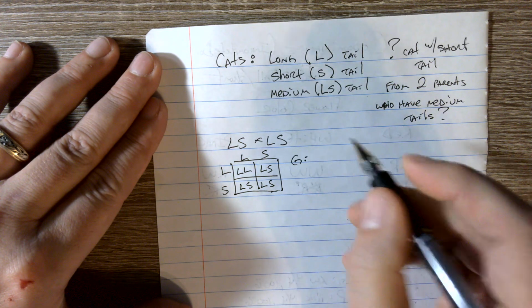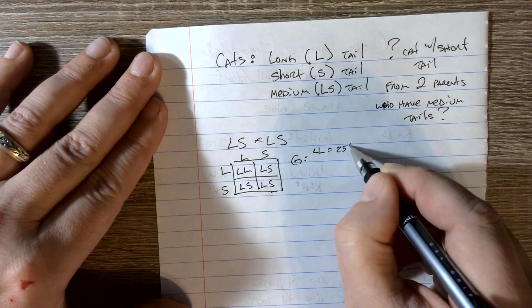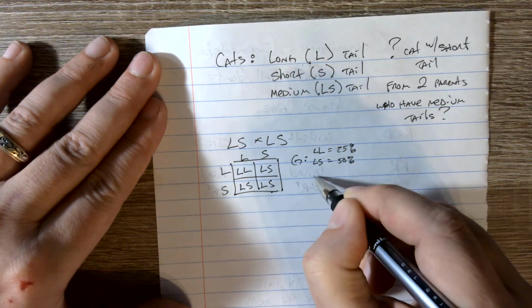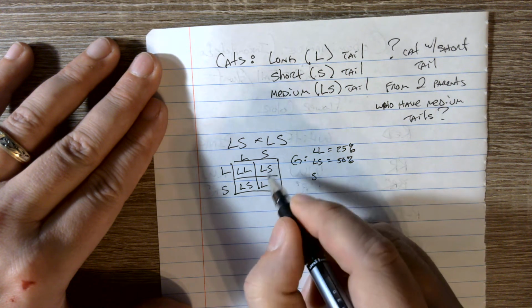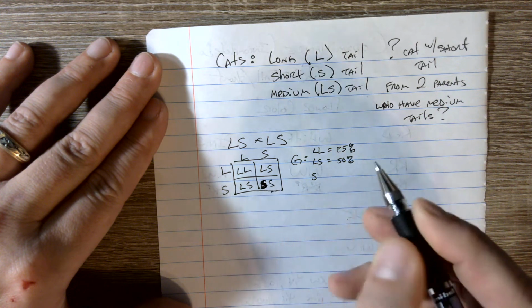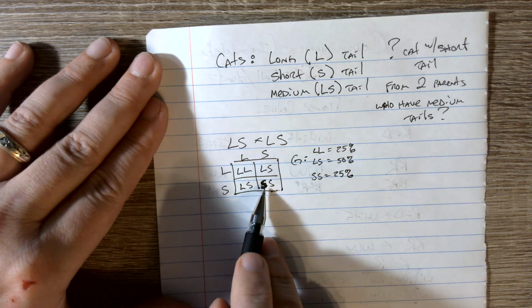Geno, we're just going to go ahead and read that. Looks like we got LL, which is 25%. We got LS, which is 50%. And we got, oh, I messed up. Check that out. Oh, man, you got to watch out. That should be SS. 25%. Oh, man, if I can do it, you can do it.